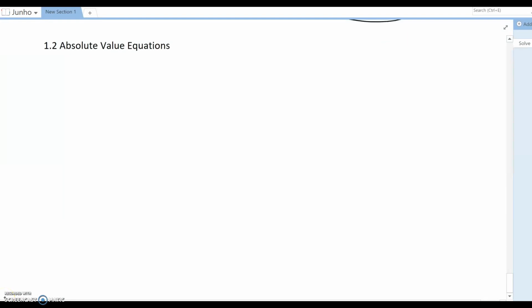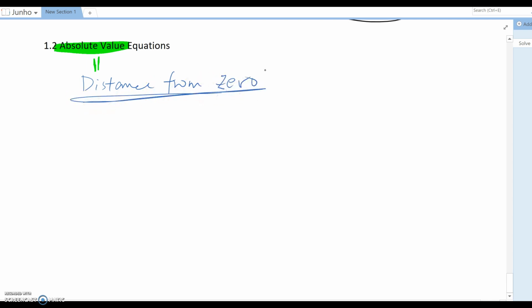Lesson 1.2 Absolute Value Equations. So before beginning the main topic, we need to define what absolute value means. Absolute value means distance from 0. Okay, one example.